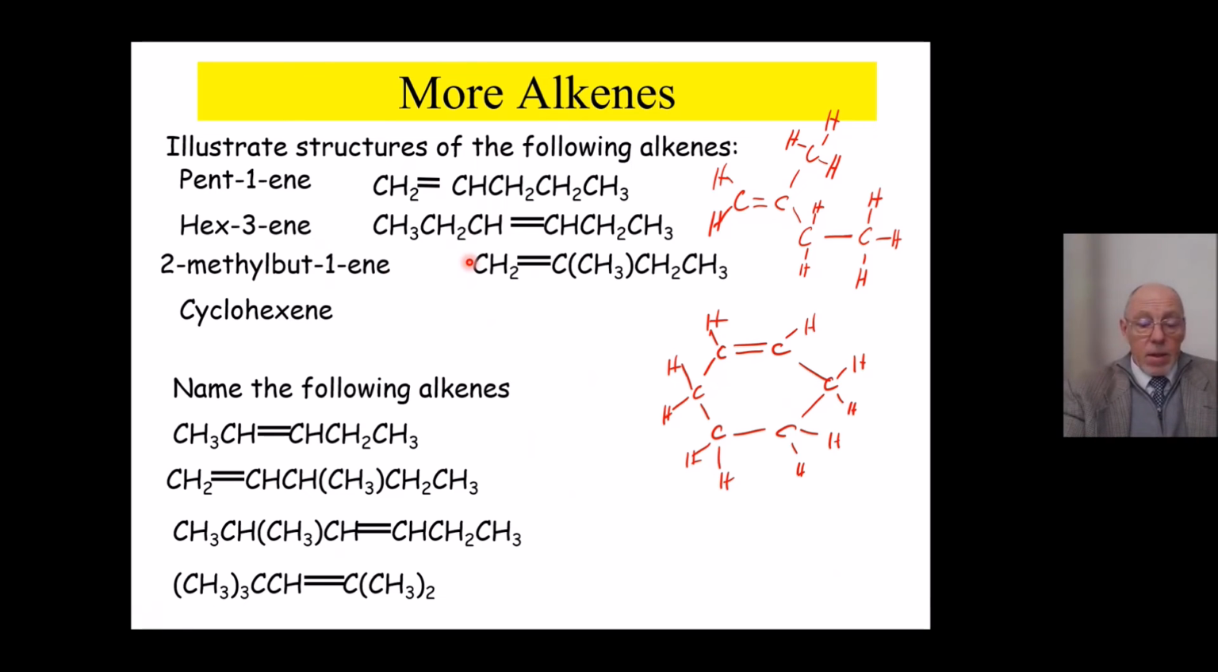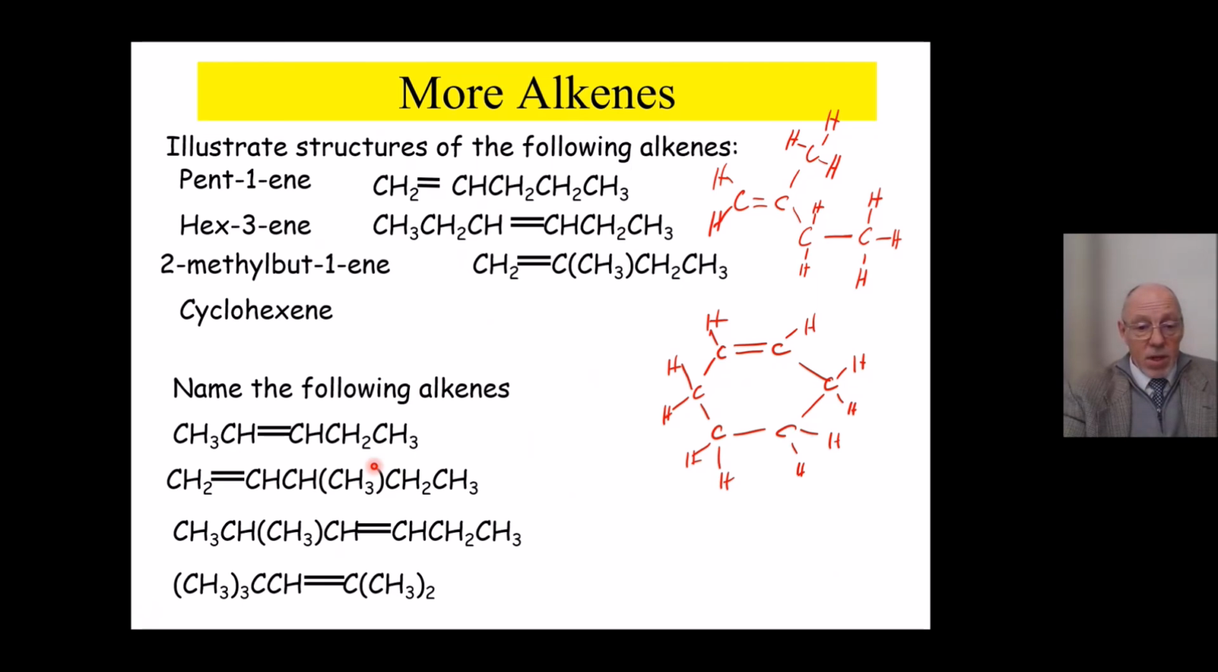2-methylpent-1-ene. So the double bond's got to be after the first carbon, and then you've got to have a methyl on the second carbon, and that CH3 in brackets is a methyl group. They have drawn out the whole structure, 1, 2, 3, 4, but-1-ene with a 2-methyl, 2-methylbut-1-ene. And then cyclohexene, just to give you an example of a cyclic compound, 1, 2, 3, 4, 5, 6 carbons with a double bond somewhere, and that would be cyclohexene.